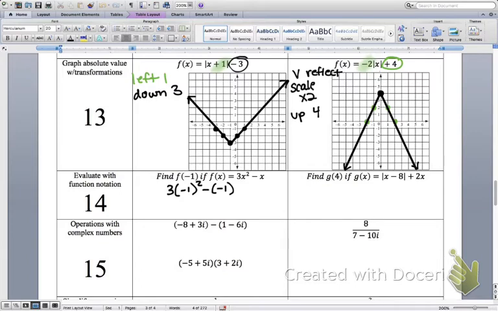And this is where everyone makes a mistake of multiplying before doing the exponent. We have to do (-1) squared first. That gives us +1. Subtracting a negative changes to adding. 3 times 1 is 3, plus 1 gives us 4.